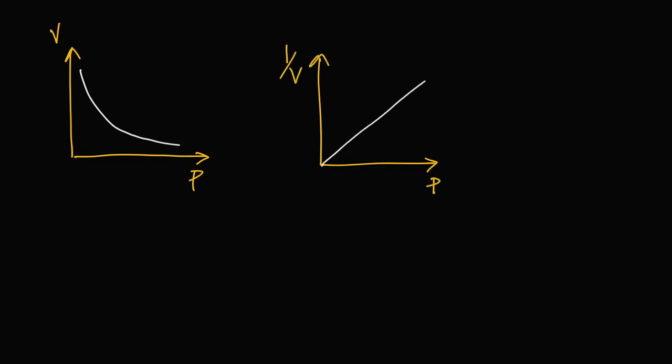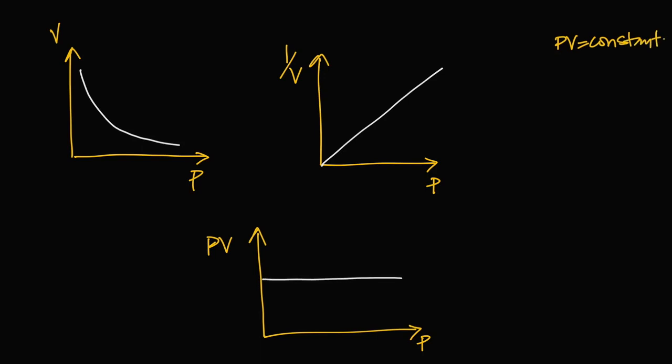The first one is simple, pressure against volume. That is an inversely proportional relationship like this, which is why pressure against 1 over V is a straight line passing through the origin. And pressure against PV, knowing that PV is a constant, what that means is whatever pressure is increased, the value for PV stays constant horizontally. This is a constant.